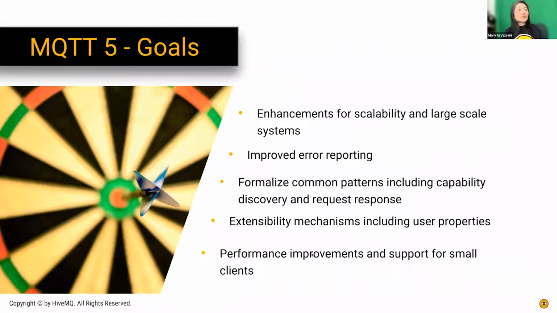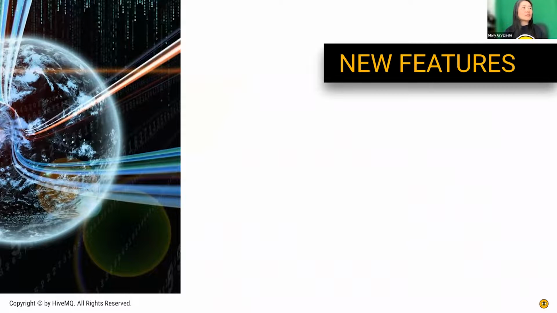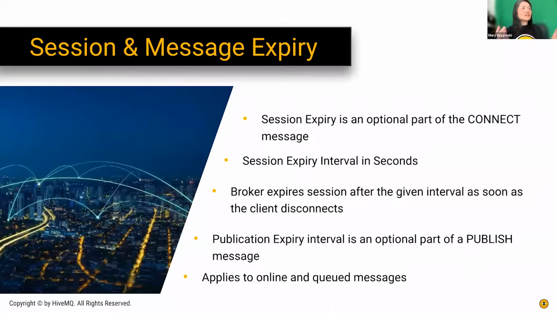So the goals here are enhancements for scalability, which I just talked about, for large scale systems, improved error reporting, and formalized common patterns, including capability discovery and the request response pattern, which is slightly different from the typical request response pattern, but we'll discuss that in a minute. There are also extensibility mechanisms like user properties, and a lot more like performance improvements and support for small clients. So, some of the new features: I won't talk about all of it, but just to give you an idea.